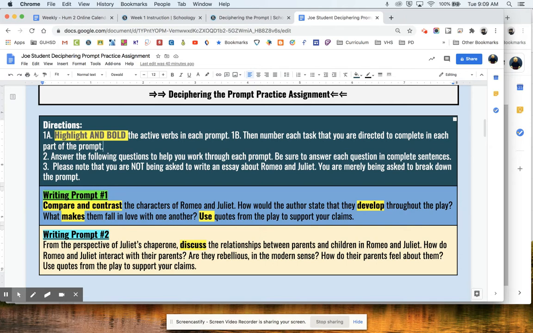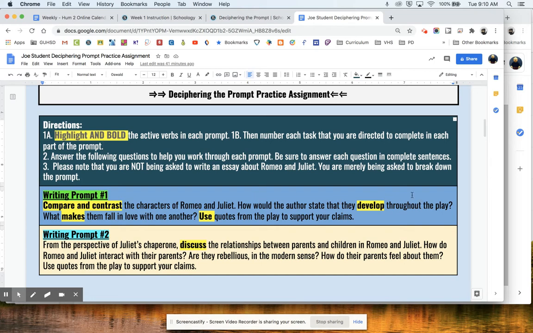So when you think about comparing and contrasting Romeo and Juliet, you think that's kind of ridiculous. Why would I want to do that? Sometimes you're going to be given these questions and you want to think, what would a sophisticated and deeper answer be based on my experience as a student and as a writer? How would the author state they develop throughout the play?